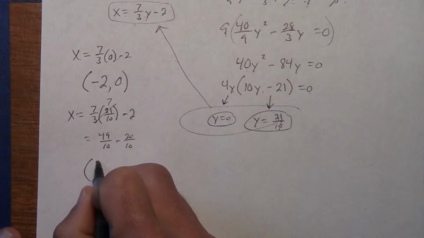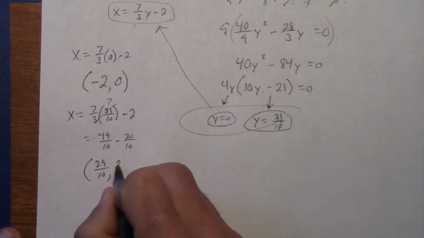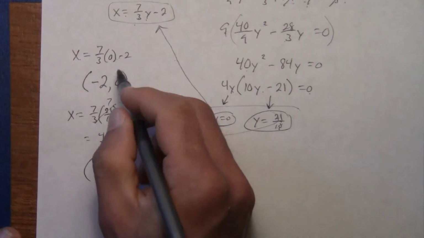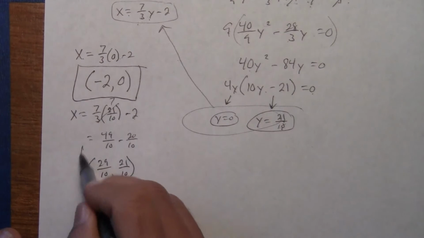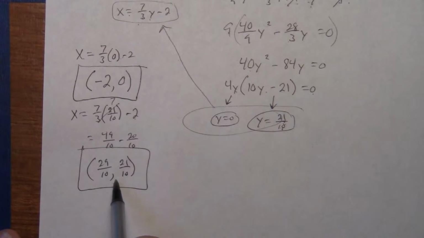So my second point would be 29 tenths, comma, the original number I plugged in was 21 tenths. So I have two answers. I have -2, 0, and I have 29 tenths, 21 tenths. I know you're probably not liking that, but like I said, I love giving you fractions like that. It's a good skill to be able to do that by hand.